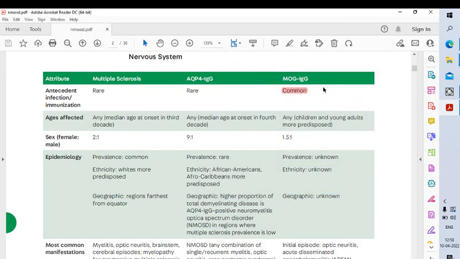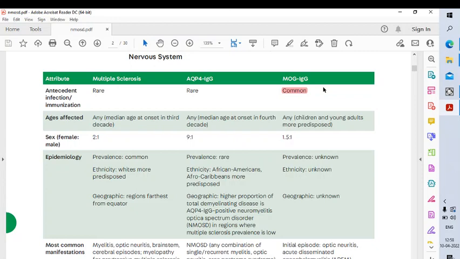Hello friends, today we are going to discuss how you will differentiate whether this is a case of multiple sclerosis, or aquaporin 4 IgG, or MOG. These three entities resemble each other, and sometimes you encounter cases in which it becomes very difficult to tell whether this is MS, aquaporin 4, or MOG.